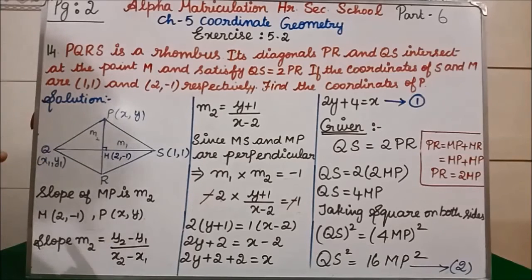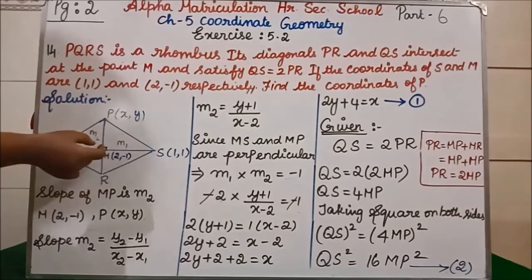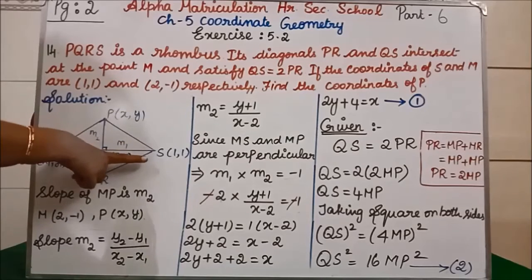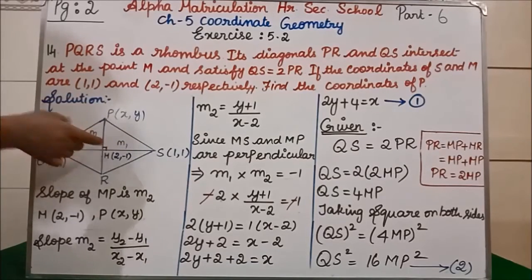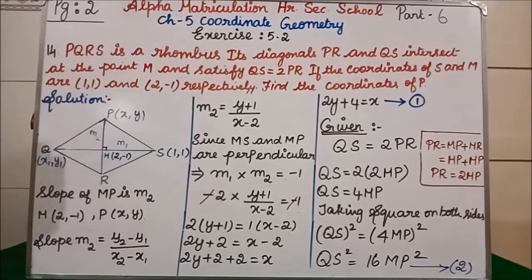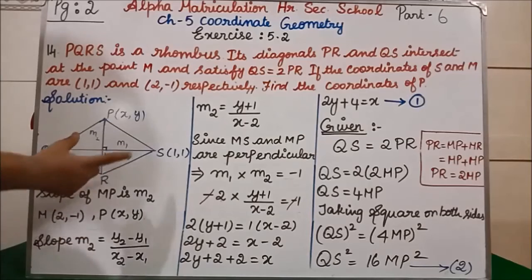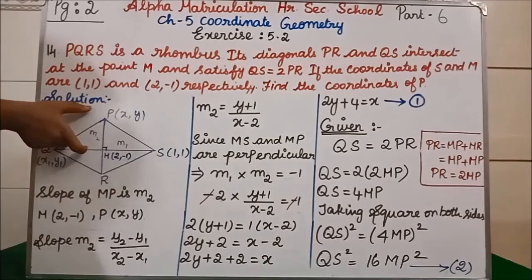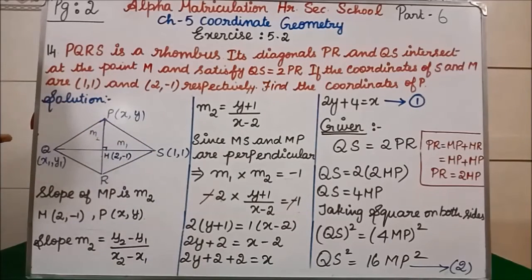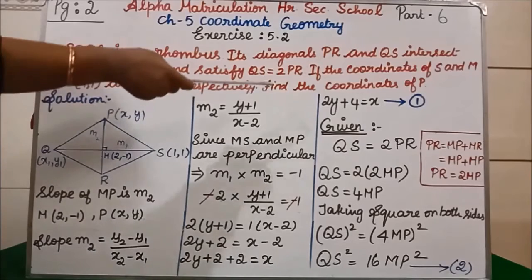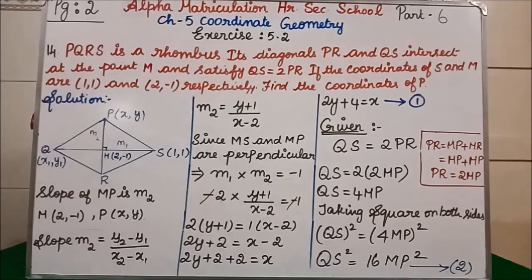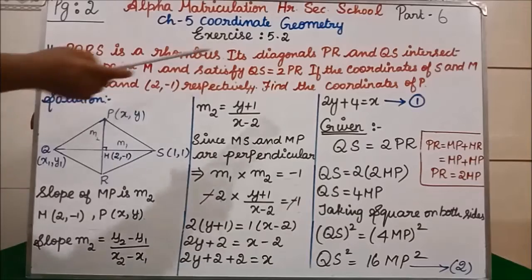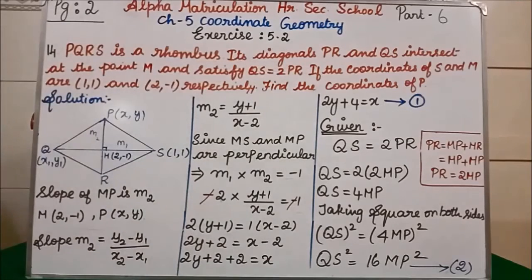For that, what we have taken is that the midpoint of QS is M. Using that, we have found the q value. Then afterwards, we have taken the perpendicular concept, which is MS is perpendicular to MP. That concept we have taken, and from that we have got one equation. Next we are going to take QS is equal to 2 times PR.